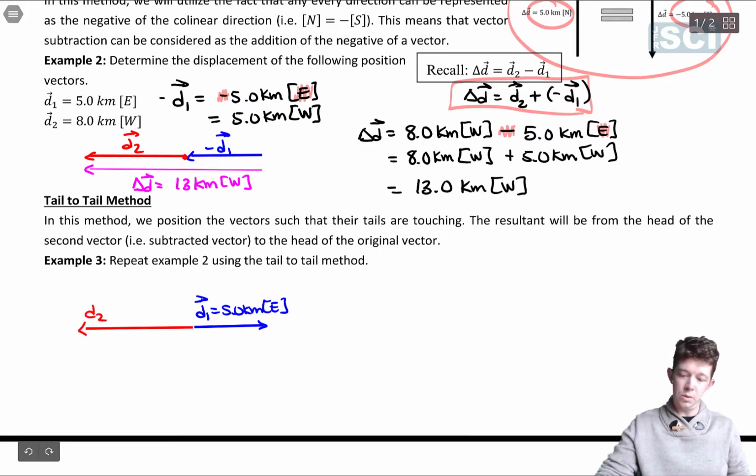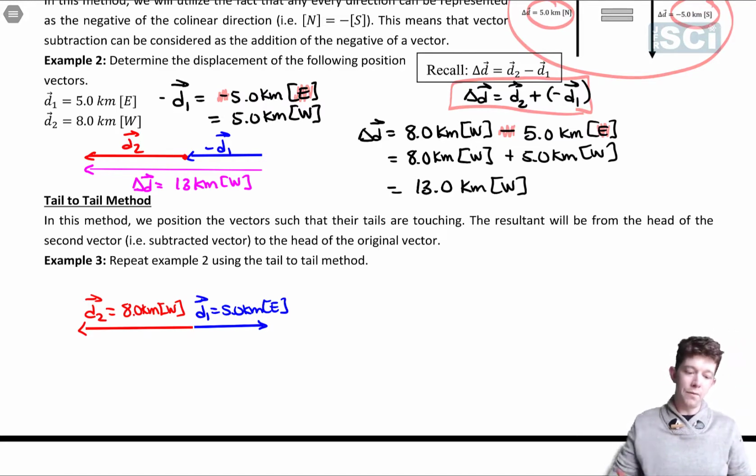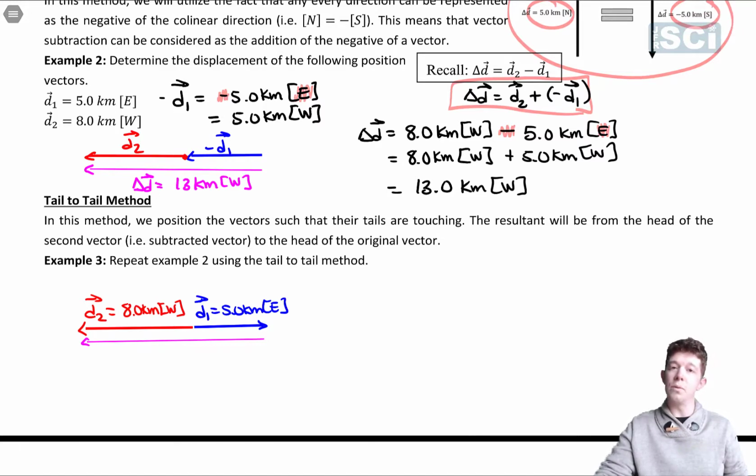So D2 is 8 kilometers west. And how I'm going to calculate the resultant is that the resultant will be from the head of the second vector, i.e. the one I'm subtracting, in this case D1. So it's from the head of the one I'm subtracting to the head of the other one. So it goes from the head of the blue arrow to the head of the red arrow.